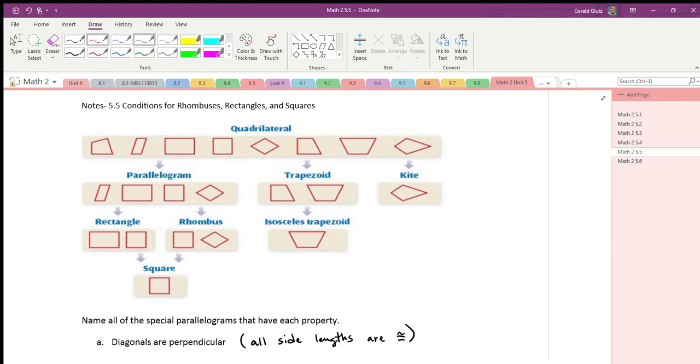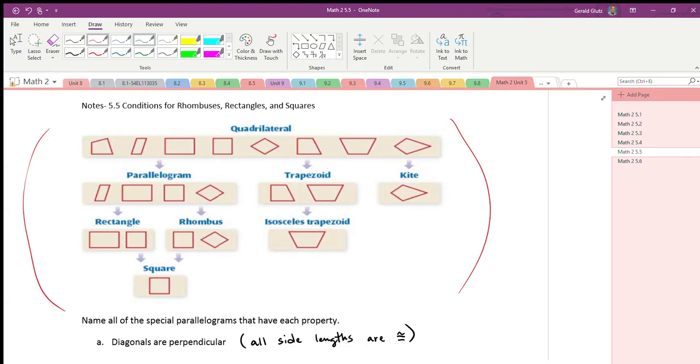Hello, so today we're going to be talking about conditions for rhombuses, rectangles, and squares. So I have a little chart here. It kind of tells you the order of things, so it's like a little flow chart. So quadrilateral, that's any shape that has four sides. Doesn't matter what it looks like, it just has to have four sides. That's how we name a quadrilateral.